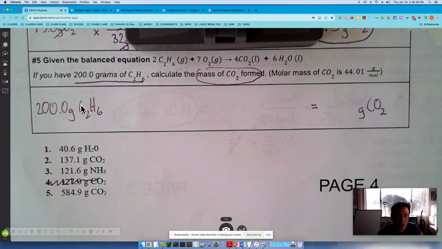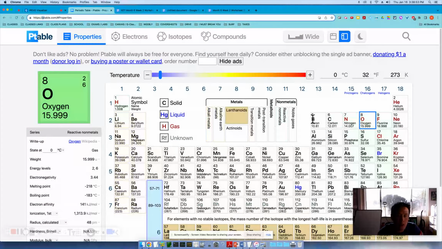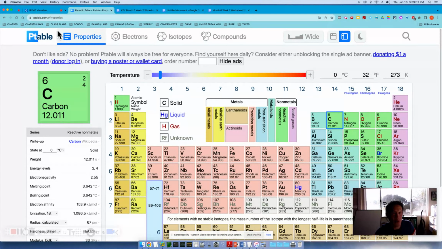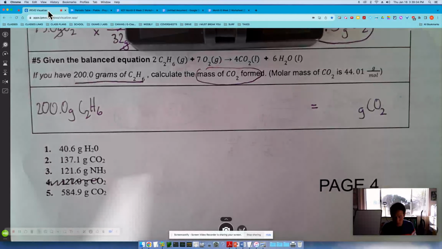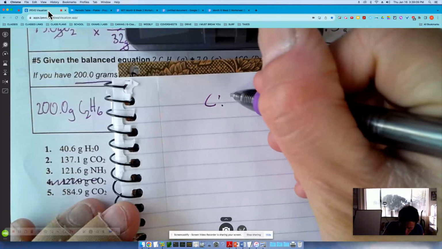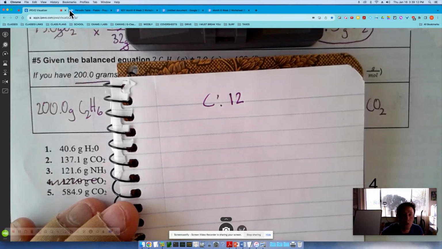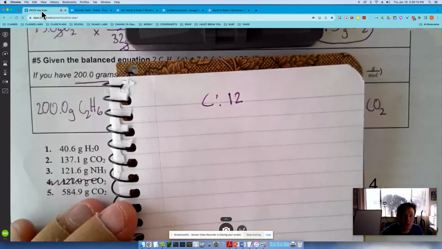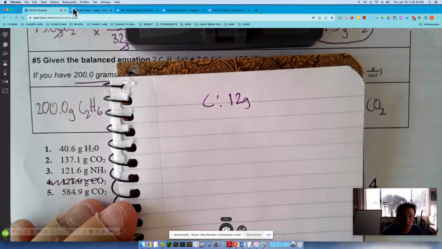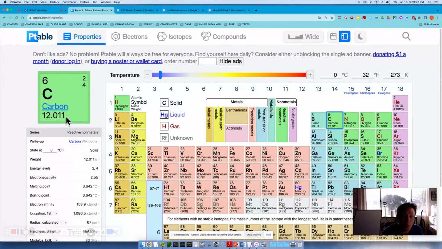Let's go back again really quick. It's C2H6, carbon and hydrogen. I won't find C2H6 on the periodic table, but I can find the individual components. Carbon, that's 12. Let me make a note of that on a separate sheet of paper. You're going to have to do this too. Carbon is 12.011, but I'm just going to round that to 12 grams. That's how much 1 mole of carbon weighs in grams.